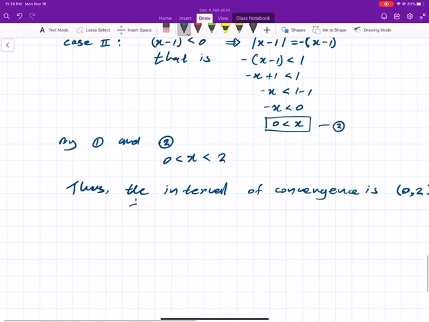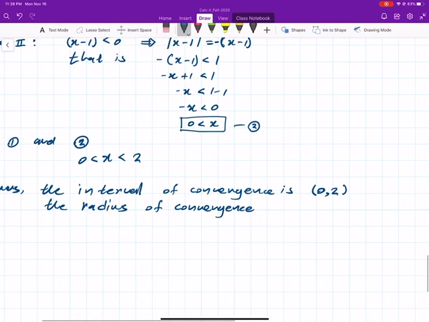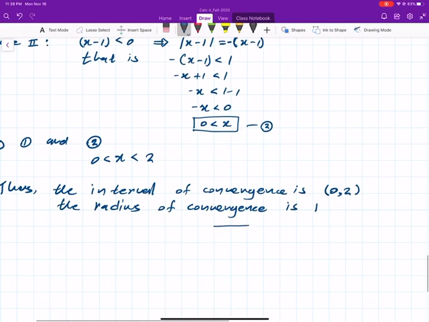The radius of convergence, let me put simple lowercase letters. The radius here is actually 1. It is from 0 to 2, so the radius is 1. Alright, radius is 1.